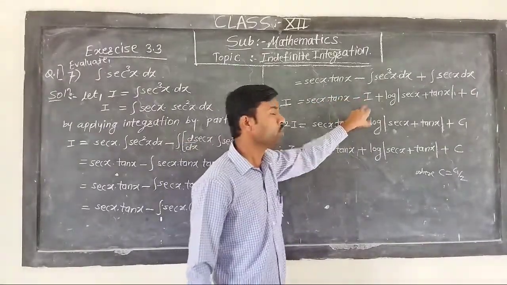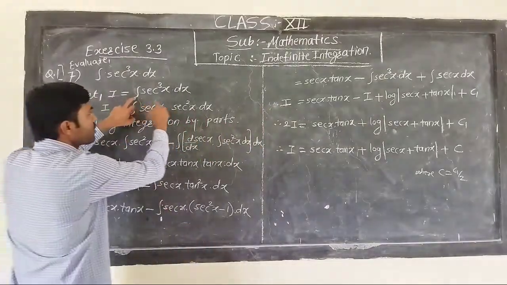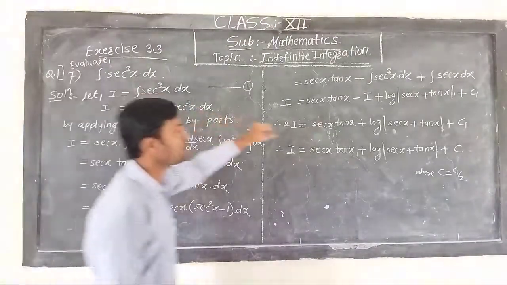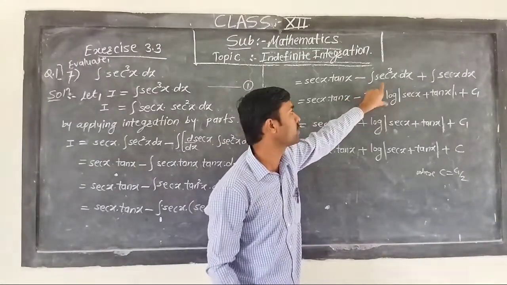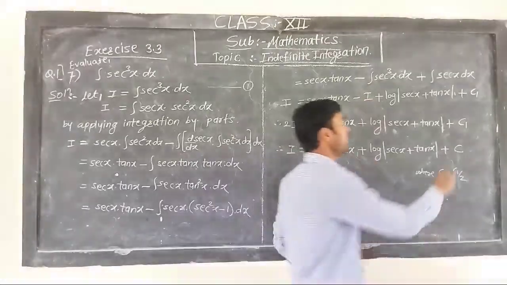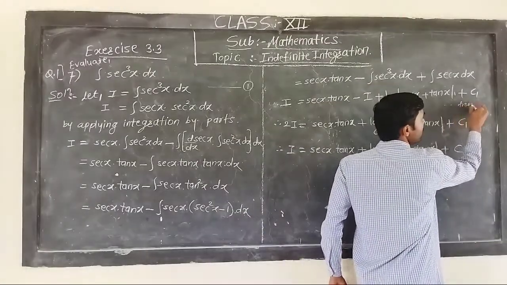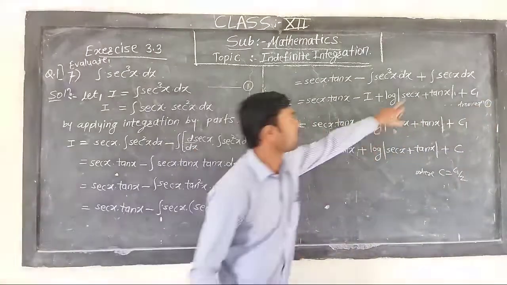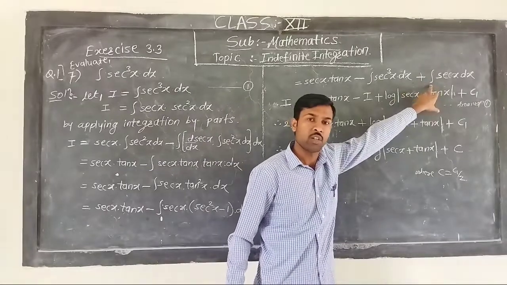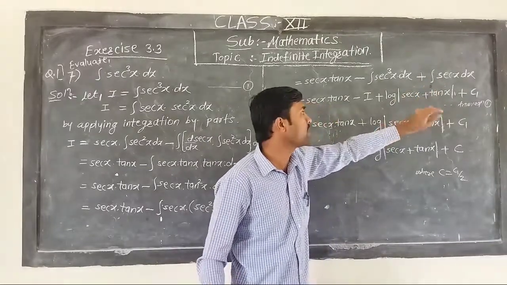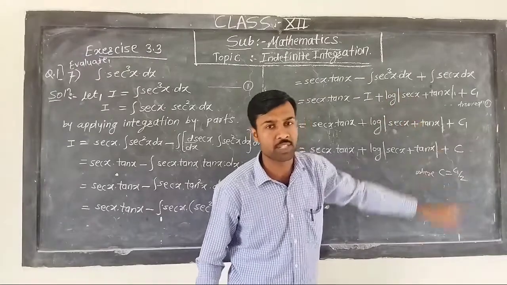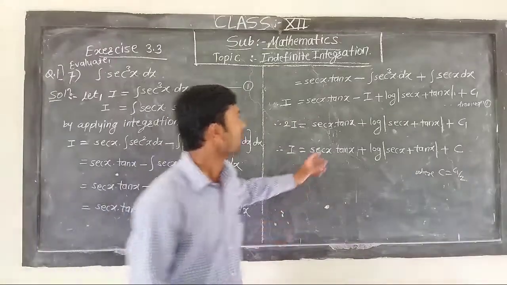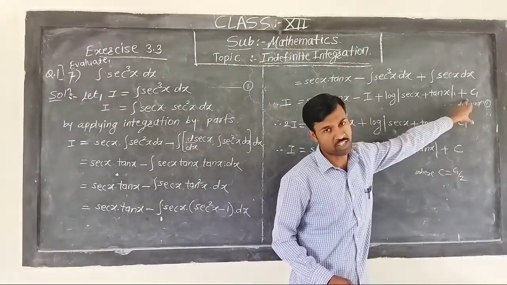In the next step, sec x into tan x remains as it is, minus. Hey friends, if you observe this term, it is integration of sec cube x dx. It is our equation number 1, and this is denoted by I. So this integration of sec cube x dx is again replaced by letter I, from where I have written this term from equation number 1. Now plus integration of sec x dx. We have the formula for the integration of sec x dx, which is log of mod of sec x plus tan x. Now all the terms of integration are over, so we have taken this c1 as the integration constant.